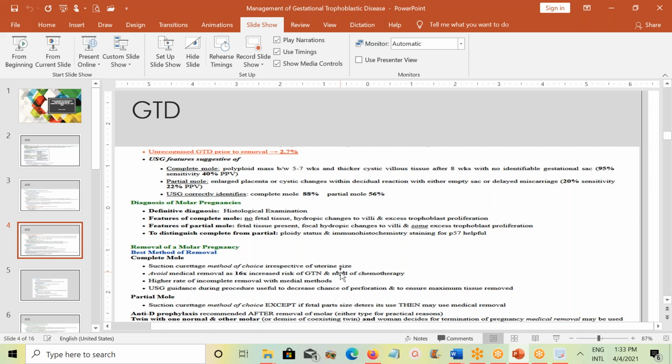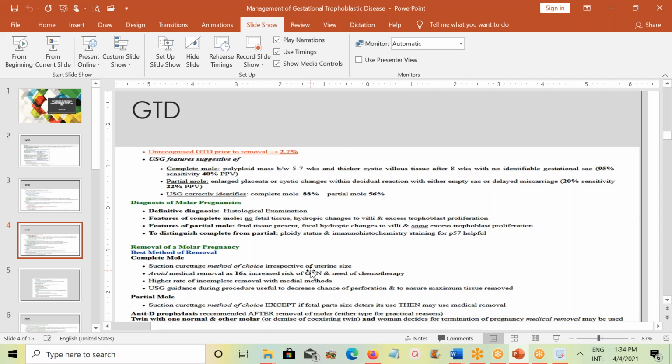Then there is a higher rate of incomplete removal with the medical method. Then ultrasound guidance during the procedure is useful to decrease the chance of perforation and to ensure maximum tissue removal, because you know this is also a concern, that there can be perforation of the uterus. That is the point.